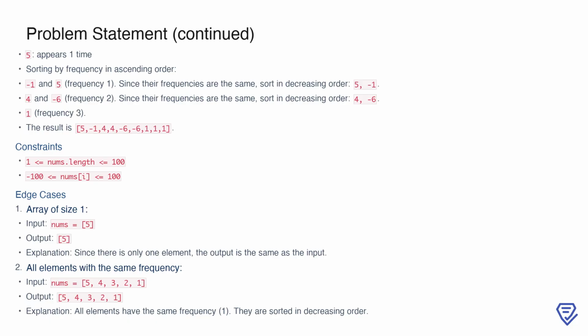The problem also specifies constraints, such as the array length being between 1 and 100, and the values themselves ranging from -100 to 100. This ensures the input size is manageable and performance is not a concern.